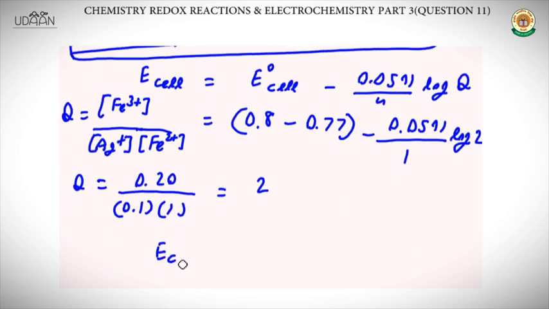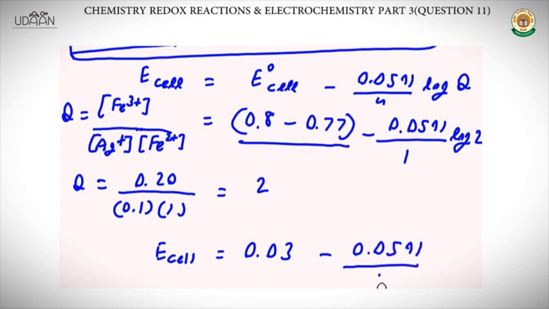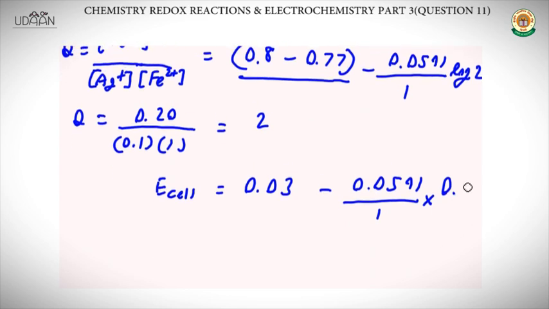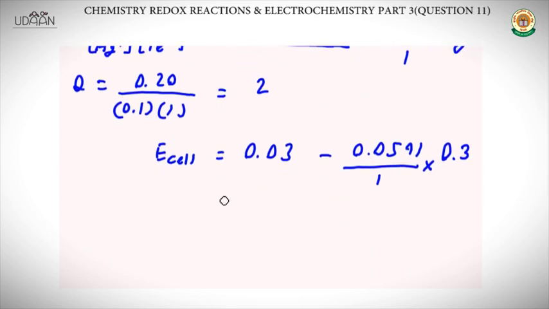Now E cell is equal to E0 cell minus 0.0591 by 1 into log 2. The value of log 2 should be remembered as it may not be given in the question, and this is 0.3. Hence 0.03 minus 0.0591 into 0.3.